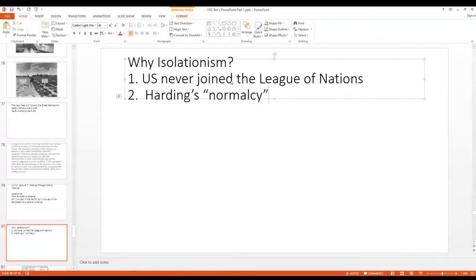Harding's normalcy. Remember, Warren G. Harding had talked about how it was time for America to get back to normal. Well, normal America doesn't involve itself with the internal problems of Europe. So getting back to normal pretty much meant getting back to ignoring Europe's internal affairs. We're going to trade with Europe, but as far as their own internal political struggles and policies, that's their business, not ours.